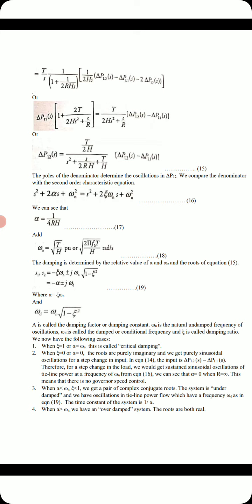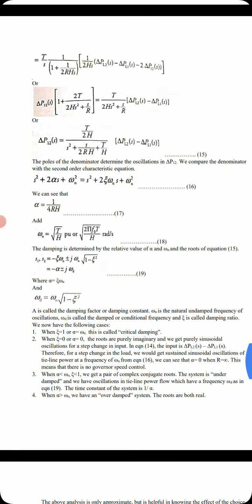We know the critically damped condition is when the zeta value is 1. When zeta is 0 or alpha is 0, the roots are purely imaginary, and we get a purely sinusoidal oscillation, which is called the undamped condition, when zeta is equal to 0. For a step change of input, equation 14, the input delta PL2 of s minus delta PL1 of s. Therefore, for a step change in the load, we would get sustained sinusoidal oscillation of the tie line power at a frequency of omega n.